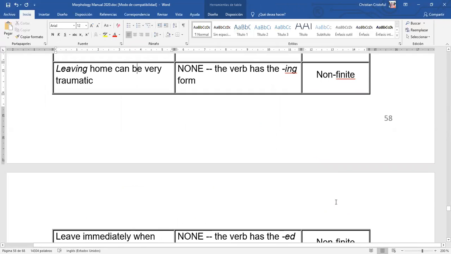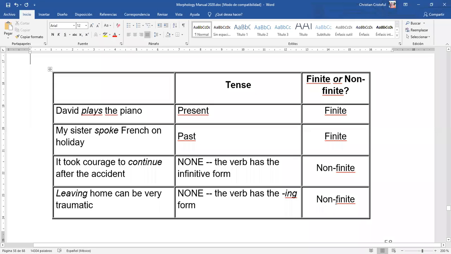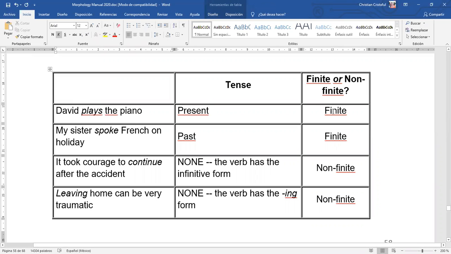Okay, so let's check all together. Again, a finite verb is a verb that is in present and past form. A non-finite verb is a verb that is not present or past. Let's check. David plays the piano. Plays is in present tense, so it's finite. My sister spoke French on holiday. Spoke is in past tense, so it's finite.